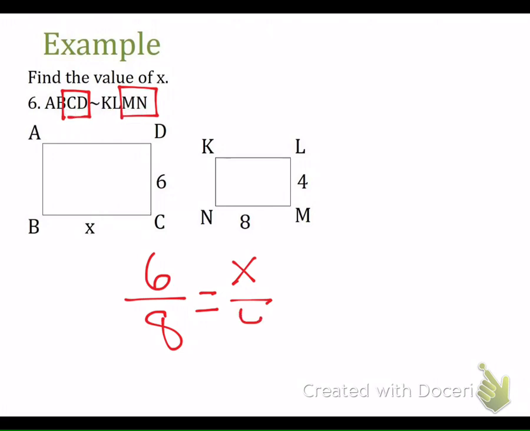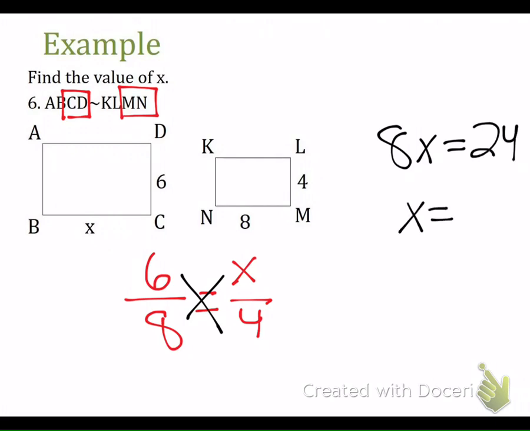So this diagram is misleading on purpose. This is one of those tricks to make sure that you're actually looking at this statement right here. So you can never in geometry go, well, it looks like it. You need evidence. And this is the evidence we have. Now we can cross multiply. 8x equals 24. So x equals 3. Very good.